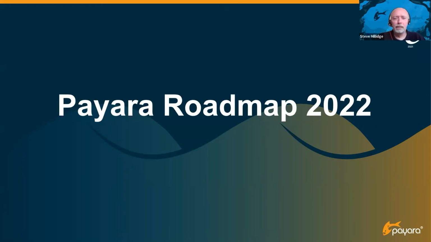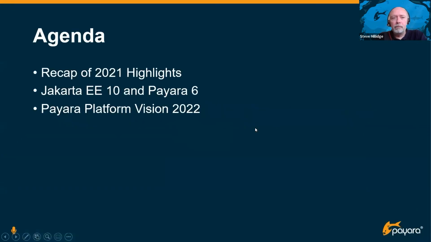Okay, thanks, Jaden. So as Jaden says, this is the roadmap presentation for 2022. We tend to do this at the beginning of the year just to give you a more general idea of our vision and where we're heading, and also to recap where we were the previous year. So the agenda: first I'm going to go through 2021, recap some highlights from Payara, some highlights of some of the features that we developed, and mainly to put them in context to what we're thinking of doing in 2022.